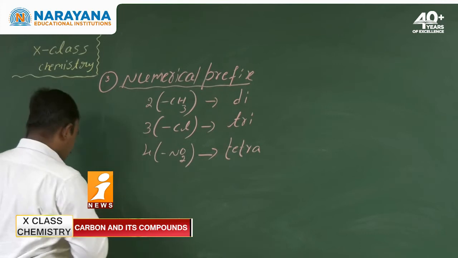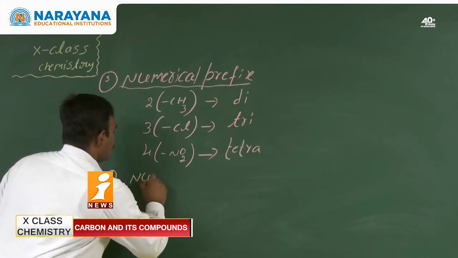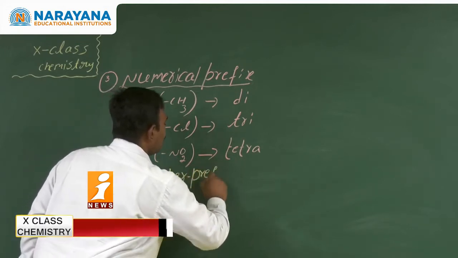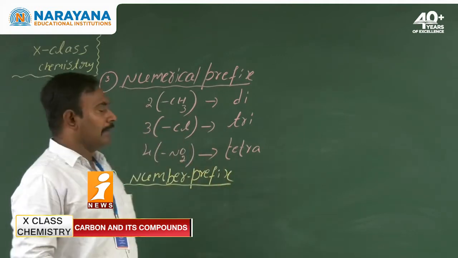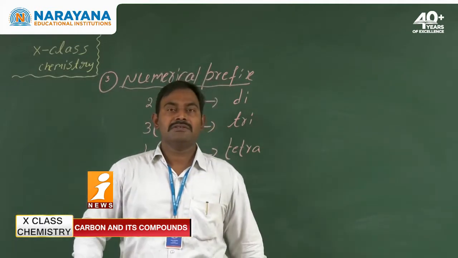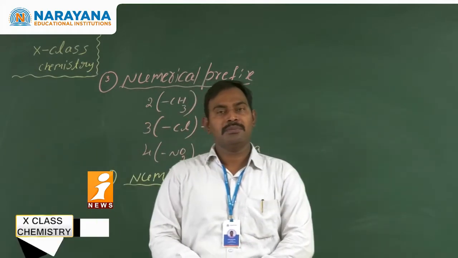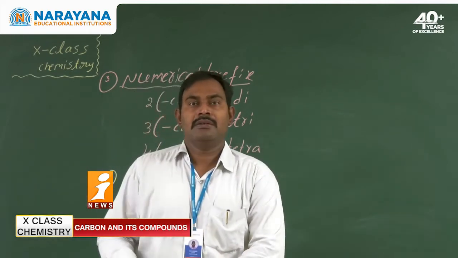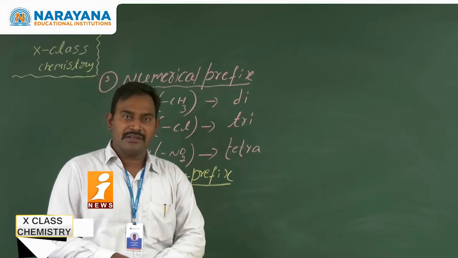Next, the fourth one is number prefix. What is the meaning of the number prefix? That means the position of the substituent in the carbon compound. That means a particular substituent is attached to which carbon atom. That means the position of the substituent.